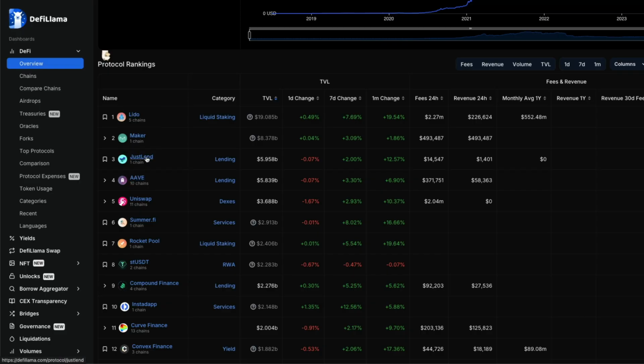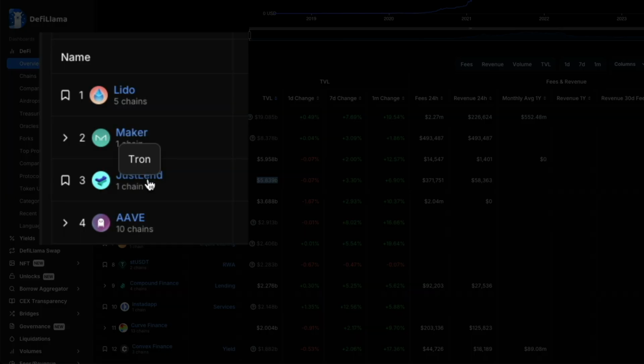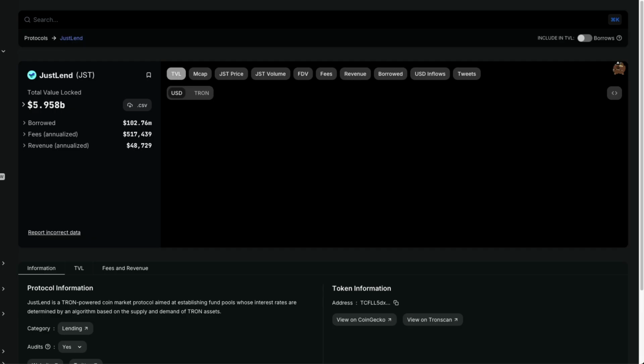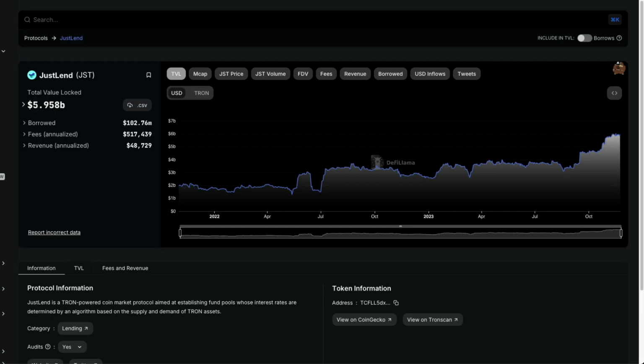We can also see that there's another one called Just Lend, which appears to have almost the same amount of total value locked as our Aave protocol that we used before, but it only supports one chain right now, which is the Tron chain. So if you're interested in another lending opportunity in addition to Aave, and you wanted to use the blockchain Tron, then this would be a solution that you could consider.